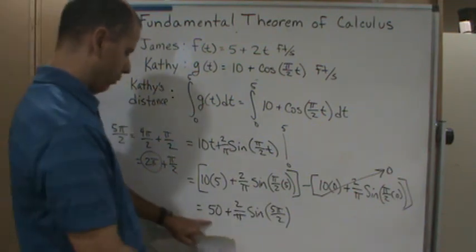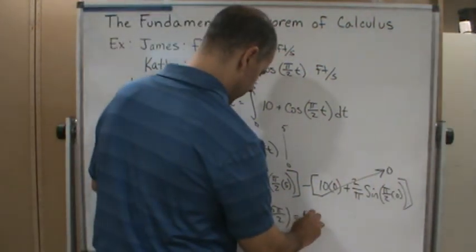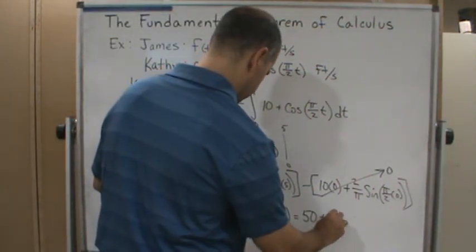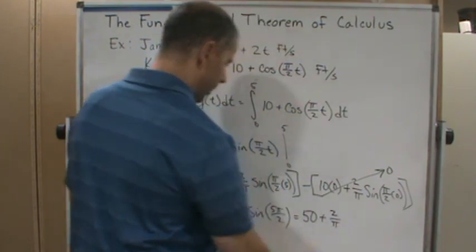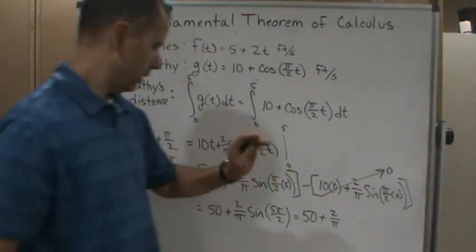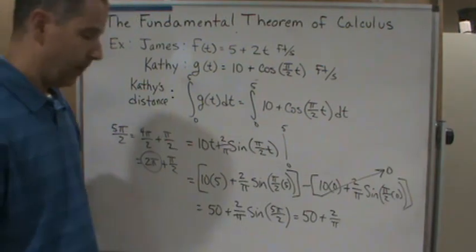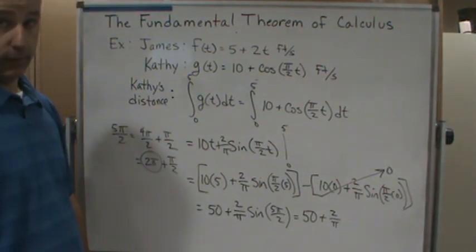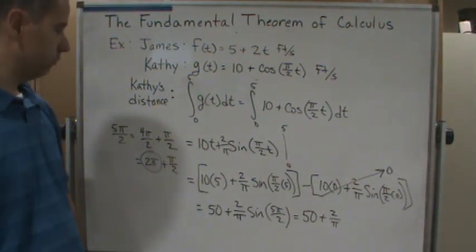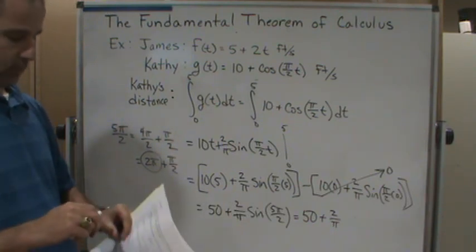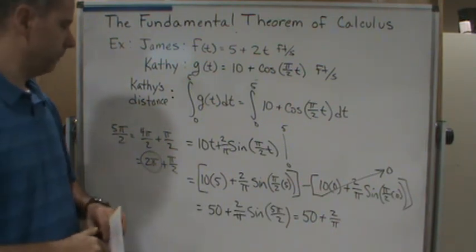And so what do we get? We get 50 plus 2 over pi. So guess what? Kathy went a little farther. So she won the race. Or she won the prize, I should say.